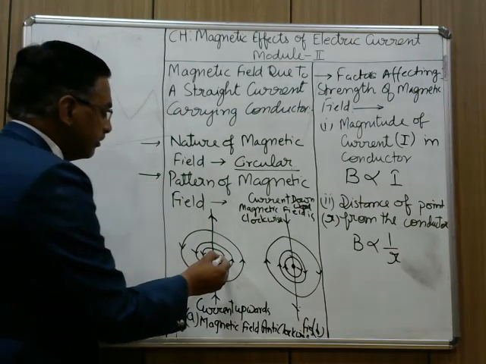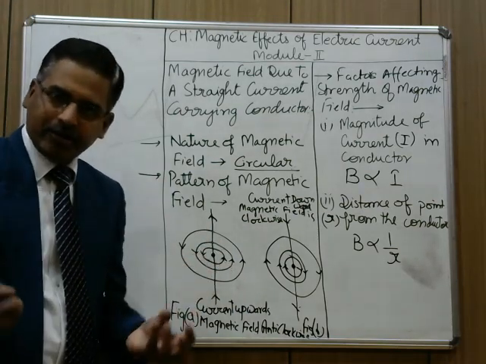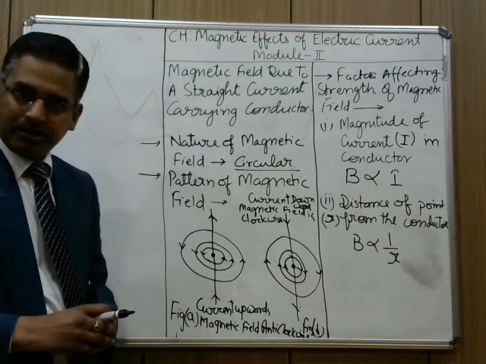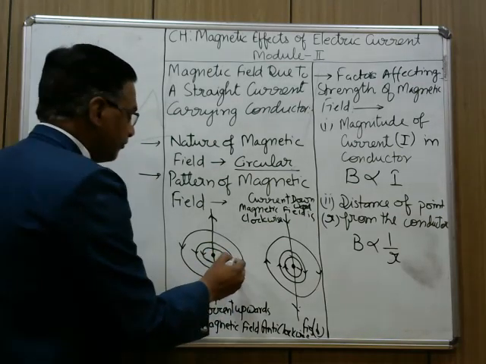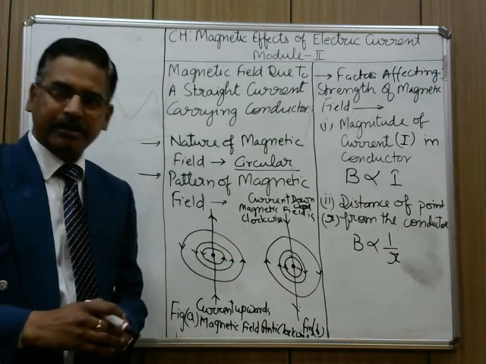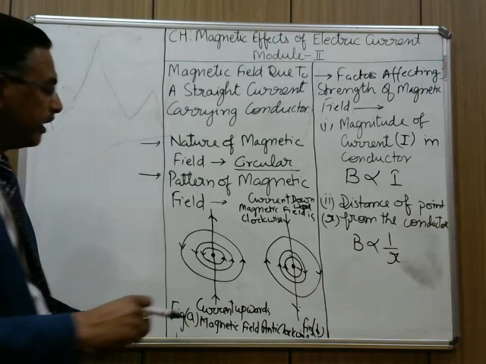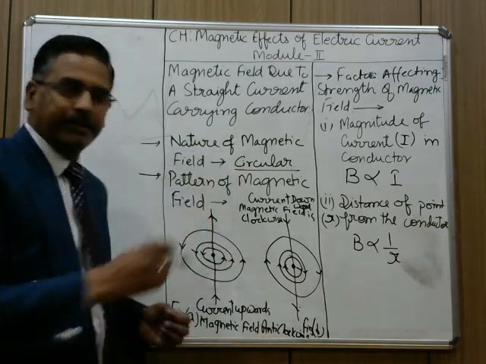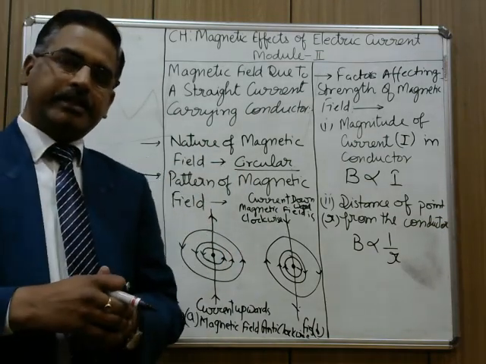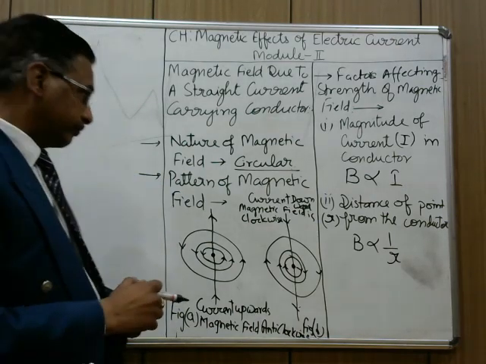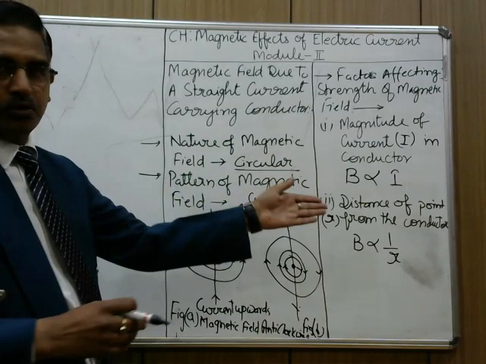At this point, the magnetic field is strong. At this point also, magnetic field is strong. But when we move from this to this point, it is comparatively lesser. That's why the distance has been increased between the magnetic lines of force. Now, so these are the 2 points.